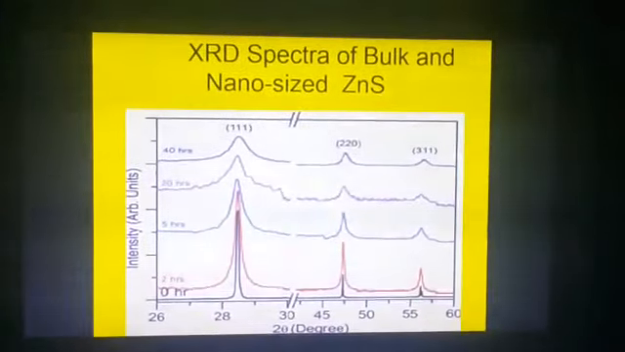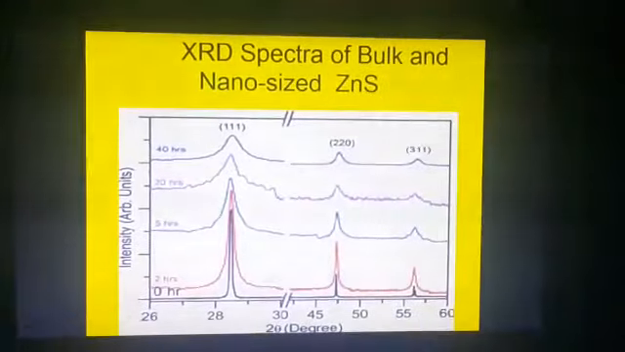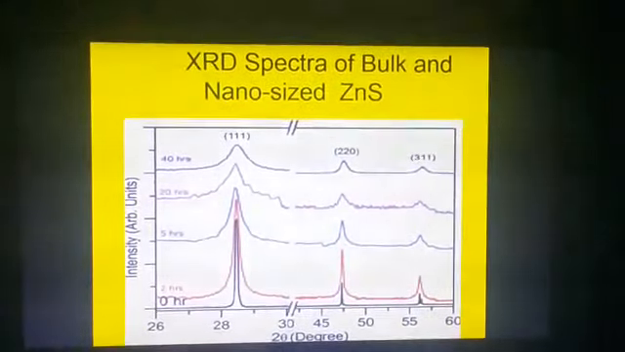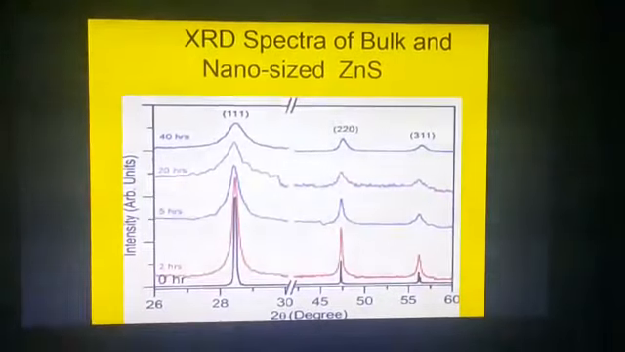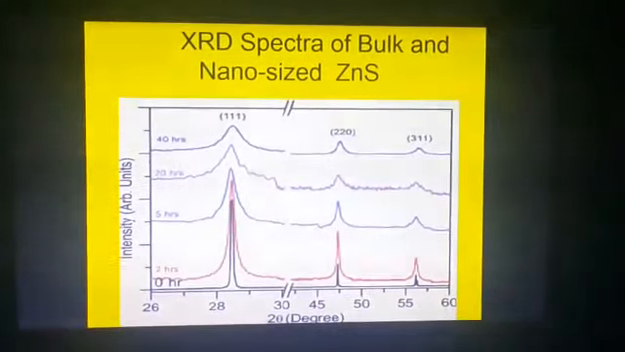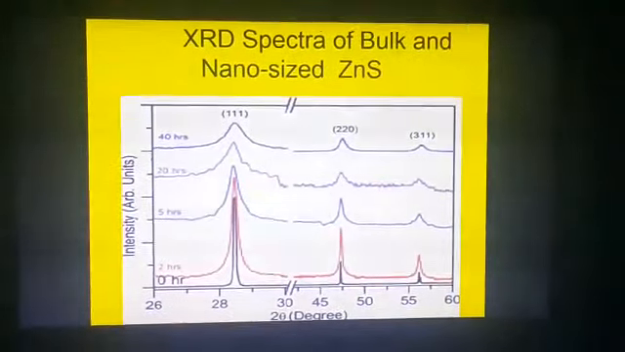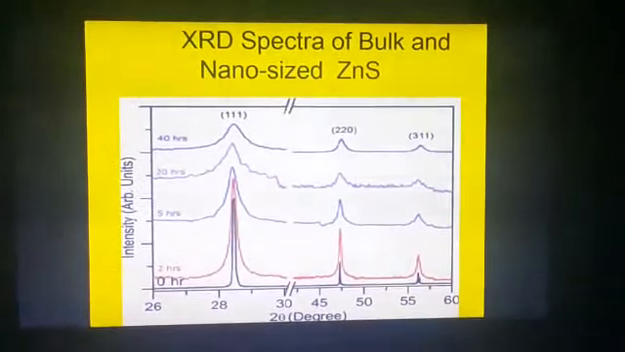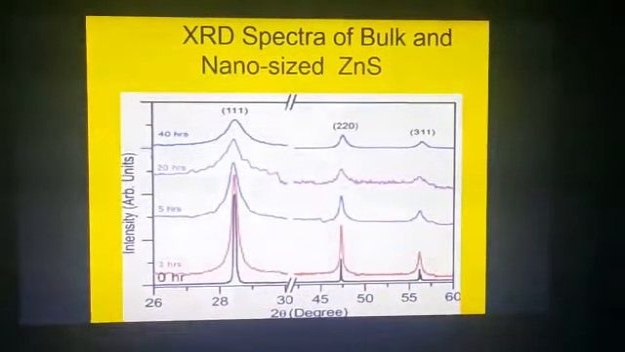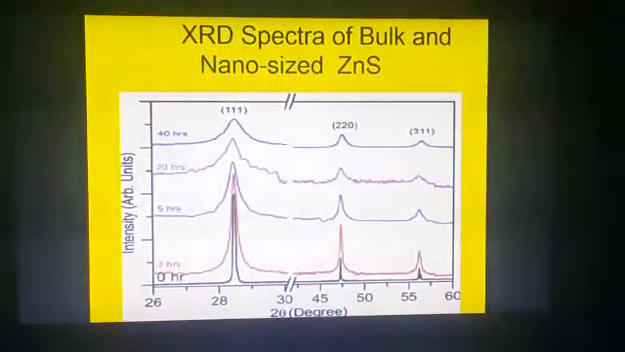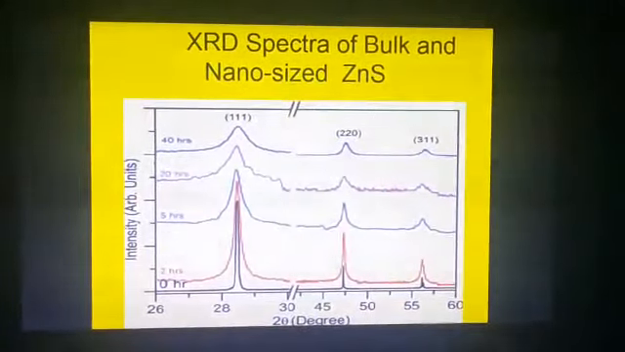It is clear from the spectra that the peaks of the bulk ZnS are very sharp in nature. You can see the Miller indices of all the three peaks. But if you compare it with the nano-sized ZnS, the peaks in case of nano-sized ZnS are broadened. And why it is so, now I will explain why the broadening occurs in case of nano-sized ZnS, even though the Miller indices remain the same.